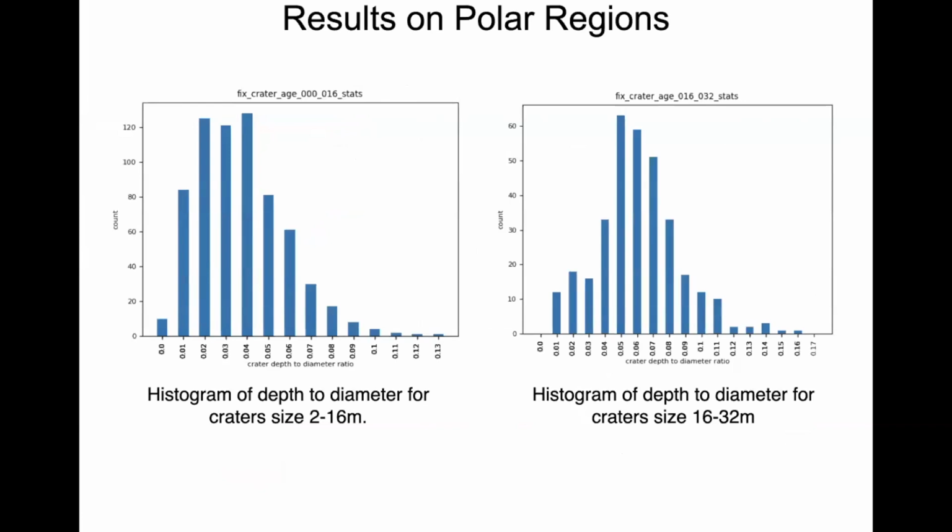And finally, I'm running a little bit out of time, I guess, but I'm going to go a bit faster. We have some results on depth to diameter for polar regions. You can see here for craters of size 2 to 16 meters on the left side, 16 to 32 meters on the right side. We reach a peak at about 0.03 and 0.06, 0.05.